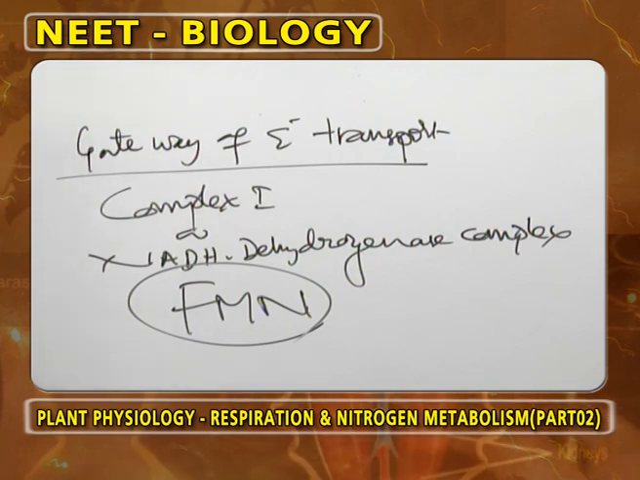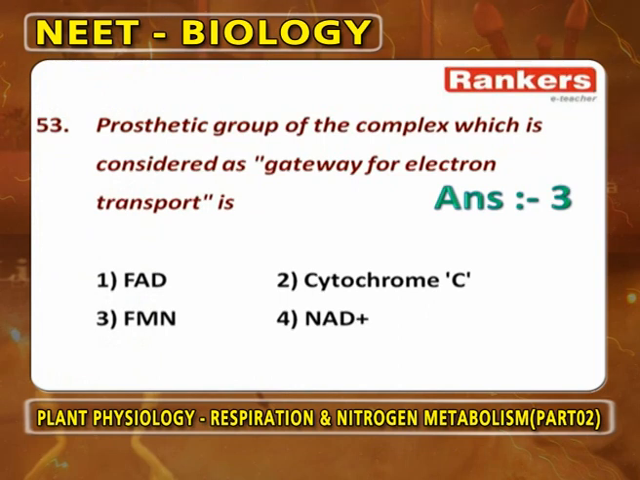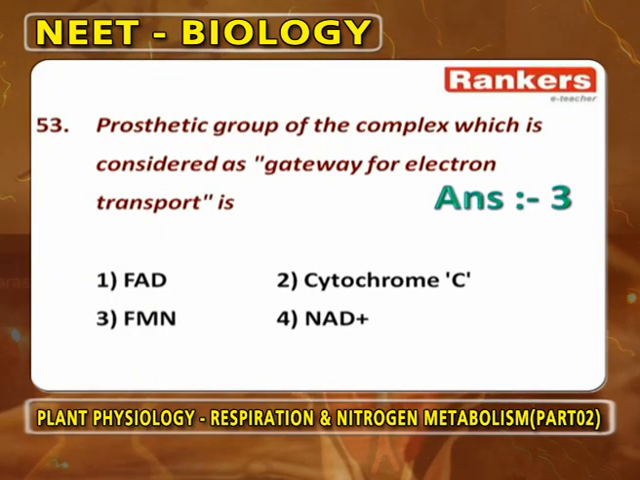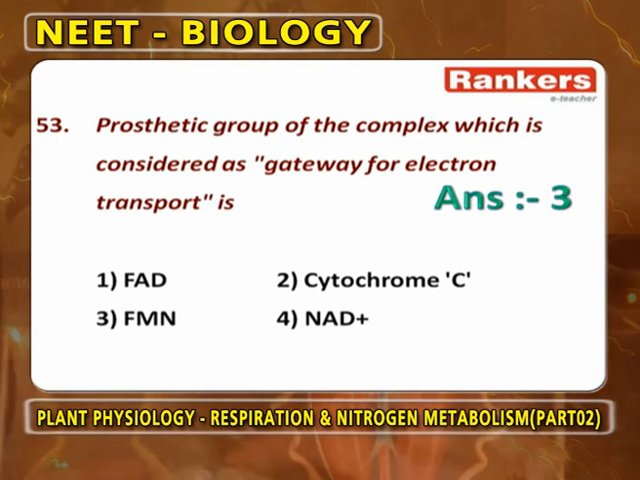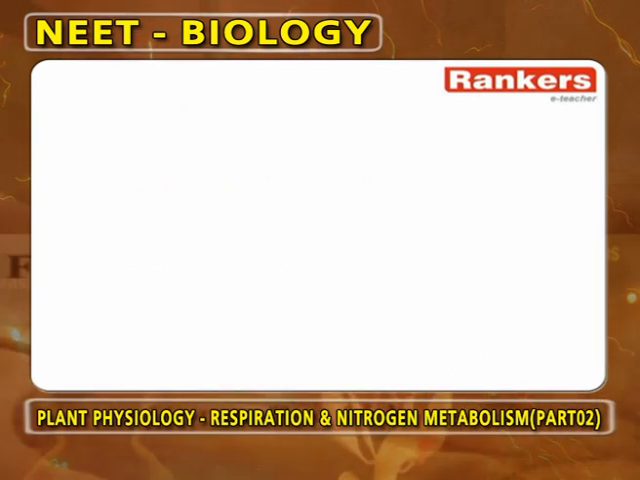So, the gateway of electron transport is nothing but complex 1, the NADH dehydrogenase complex. In this NADH dehydrogenase complex, the prosthetic group is always FMN. FAD is for succinic dehydrogenase. Cytochrome C is a mobile carrier, NAD is not. So the answer is flavin mononucleotide, third one.